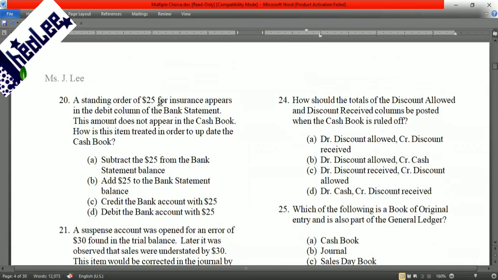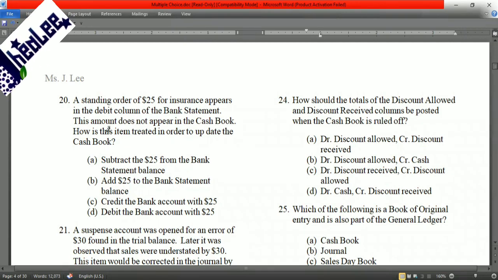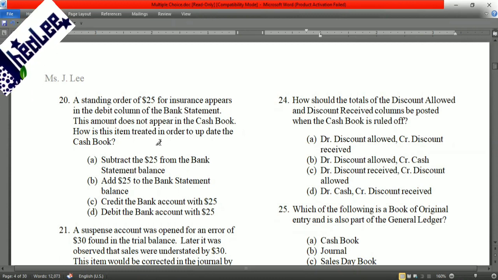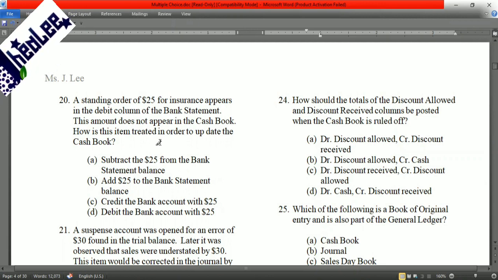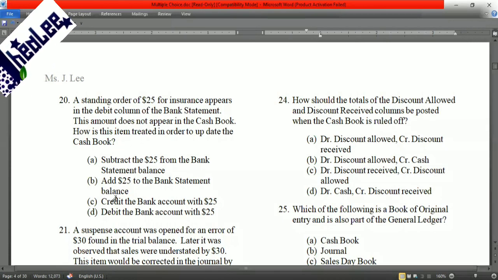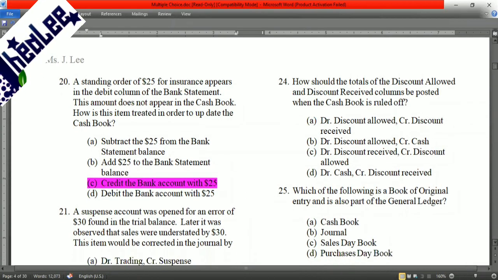A standing order of $25 for insurance appears in the debit column of the bank statement. This amount does not appear in the cash book. How is this item treated in order to update the cash book? Standing orders are payment agreements made between the account holder and the bank to make payments on his or her behalf. So that would cause a reduction in the bank account. So in updating your cash book, you're going to credit that to the bank account with $25. So your response there is C.